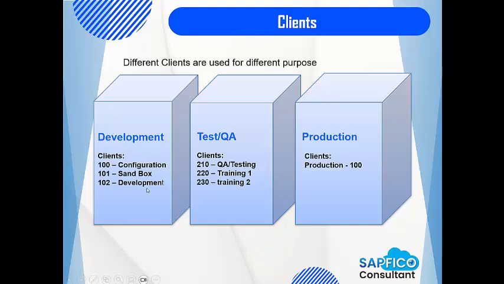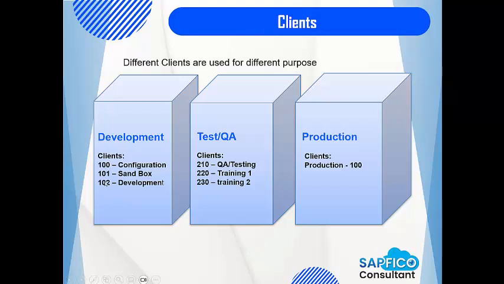102 is another client purely used by the developers. Okay, so here the development team, the ABAP team, uses this particular client. So they create programs, reports, enhancements, everything in this particular client. But please note, whatever development is done by the ABAP team is cross-client. So any development which happens is cross-client within the development system.